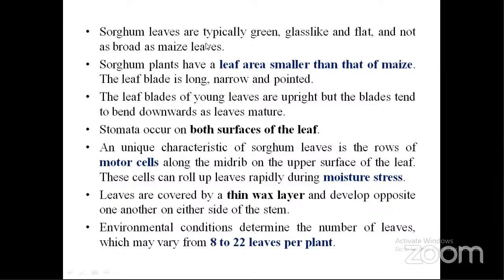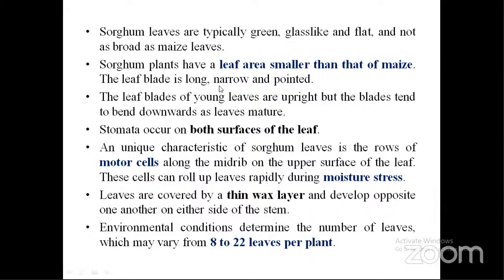And sorghum leaves are generally green, grass-like, flat, but not as broad as maize leaves. Sorghum has a smaller leaf area compared to the maize crop, and a strong root system. If leaf area is small, the number of stomata in those leaves will be small. If the number of stomata is less, transpiration will be less, which is also helpful in conservation of moisture in the plant.